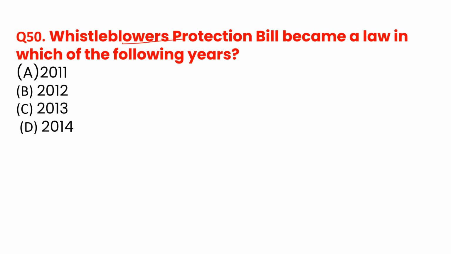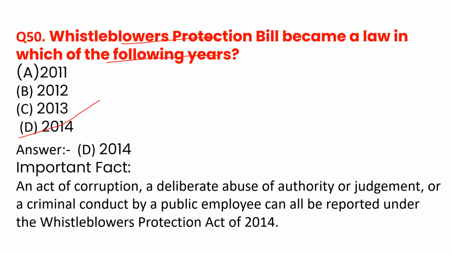Whistleblowers Protection Bill became a law in which of the following years? In 2014. The act of corruption, a deliberate abuse of authority or judgment, or a criminal conduct by a public employee can all be reported under the Whistleblowers Protection Act of 2014.